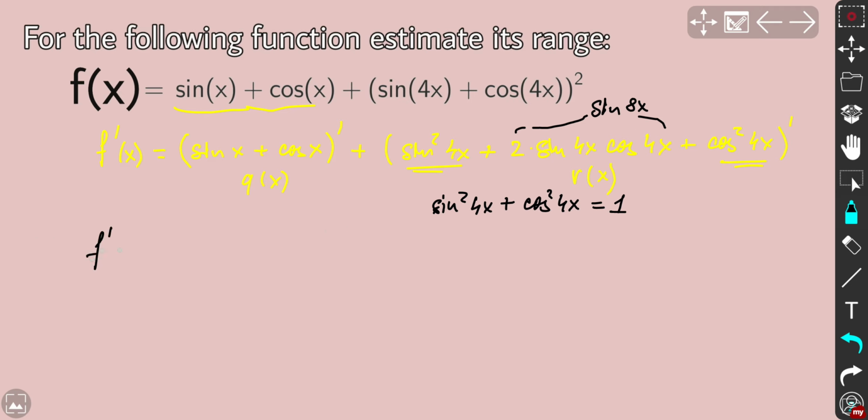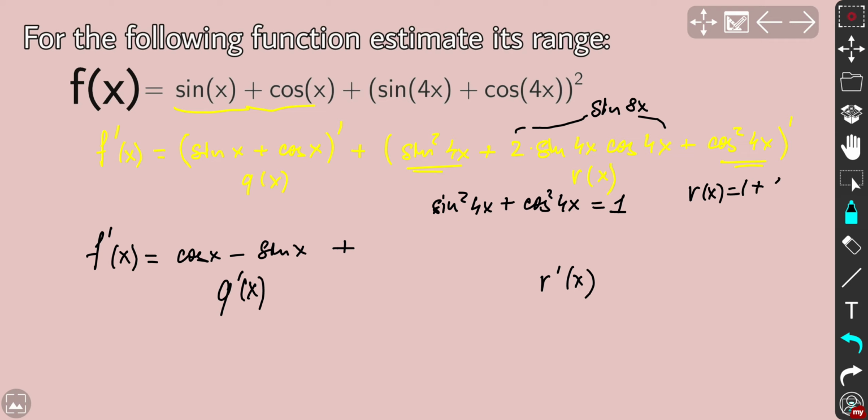That means we take f prime of x from our function, and we get cos x minus sine x. That's basically q prime of x. We also differentiate the second part of the function, r prime of x. Because this is 1, we can rewrite r of x shortly as 1 plus sine of 8x. So this is the second function. Now we differentiate, so we've got 0 from the 1, and we've got 8 cos 8x. That gives us r prime. Okay, right now we have several trig functions, and we equate to 0 in order to solve for x.